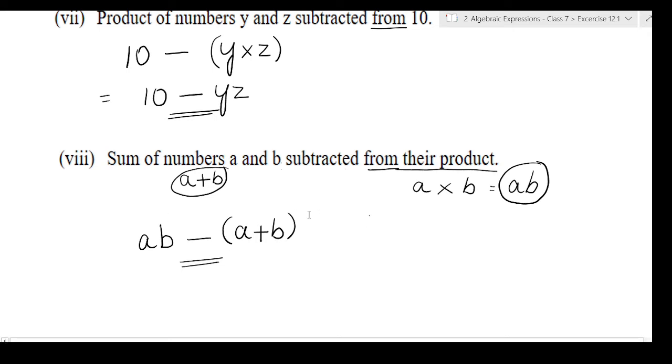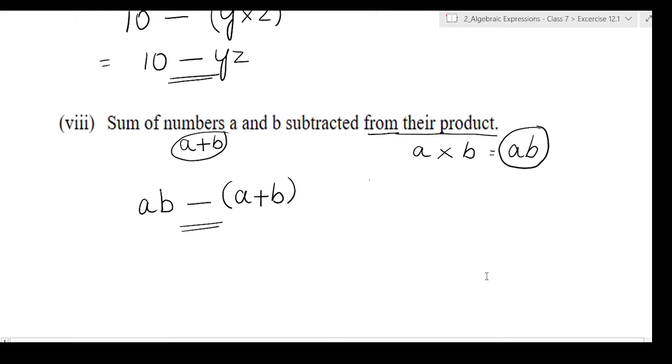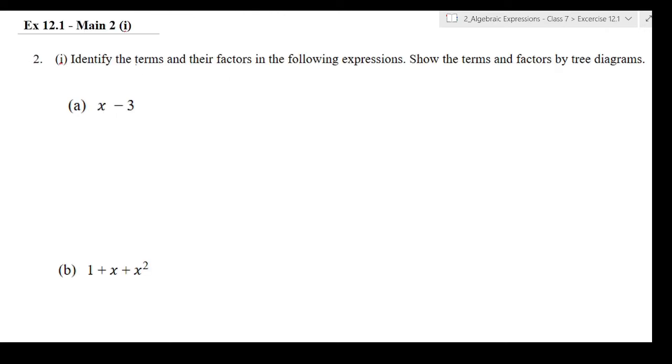Okay. We'll go ahead and solve the next one, that is, this was problem 1. So we'll solve exercise 12.1, problem 2. In this problem, they've asked you to find out the terms and the factors, and then show the terms and factors by tree diagrams. Please refer to my previous videos where we have dealt in detail to identify the terms and factors and also to draw the tree diagrams.